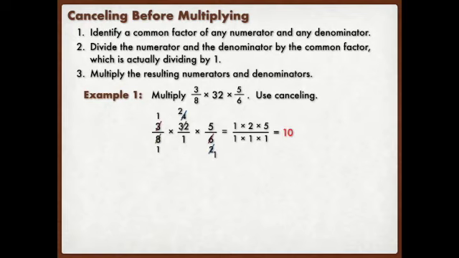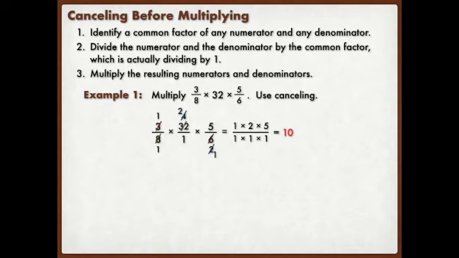I know I can actually simplify by canceling, kind of crossing the 32 and the 8. If I divide 8 into 8, that would be 1. And if I divide 8 into 32, that would be 4. Okay, that would give me 4. And then I can divide the 4 into 2, and I can divide the 6 into 3.